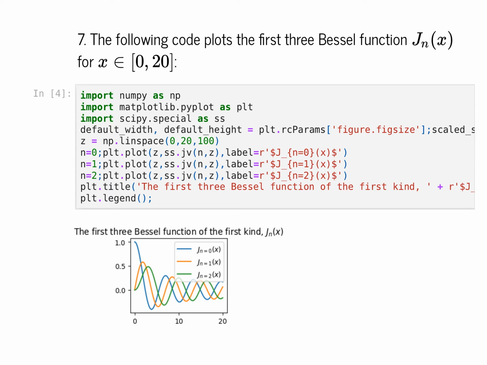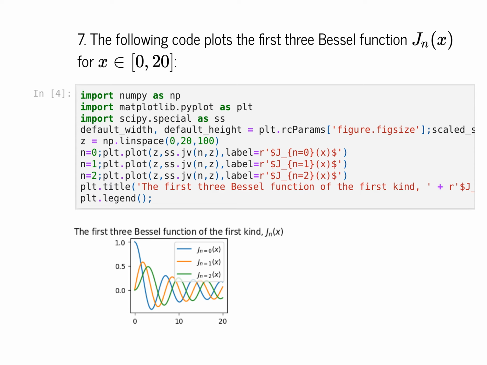This function, s.jv(n, z), directly calculates the values of the Bessel function of the first kind of order n for all the x values contained in our array z. Each of these resulting series of y values is plotted against z, and a label is provided for each curve indicating its order n. Finally, a title is added to the plot, and a legend is displayed to identify each Bessel function curve.